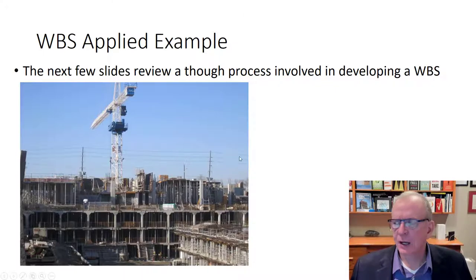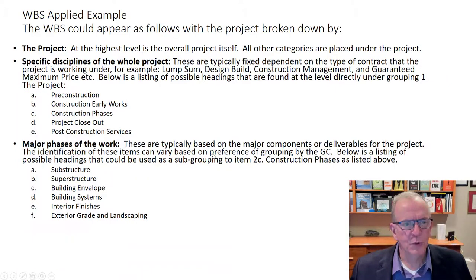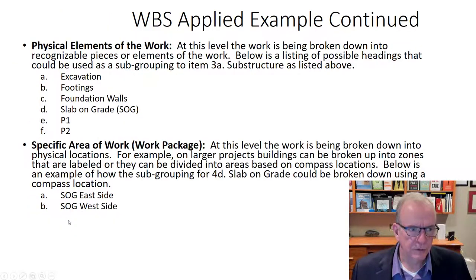So that example I was just doing, we can run through it here: the project at the highest level, then specific disciplines of the whole project. Remember, pre-construction, construction, early work, construction phases, project closeout, post-construction. That would be the next level. And then we went through substructure, superstructure, so these are all under construction phases. Each one of these has a series of headings under it. If I look at C, construction phases, then under that heading I have these headings as an example.